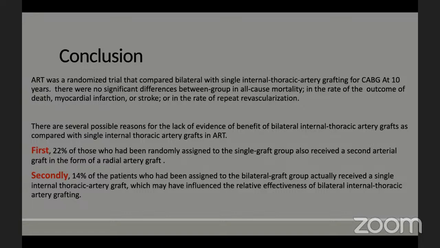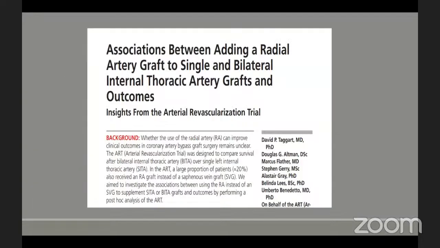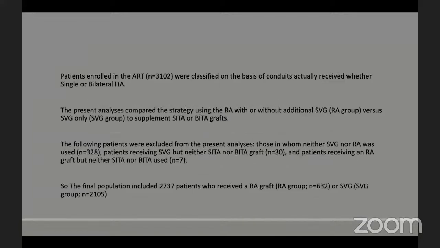Association between radial artery graft and single and bilateral internal thoracic artery graft outcomes. Patients enrolled in ART, number of 3,102, were classified on the basis of conduits actually received, whether single or bilateral internal thoracic artery. The present analysis compared the strategy using a radial artery with additional saphenous vein graft, the radial artery group, versus saphenous vein graft only, the saphenous vein graft group, to supplement either single internal thoracic artery or bilateral internal thoracic artery graft.